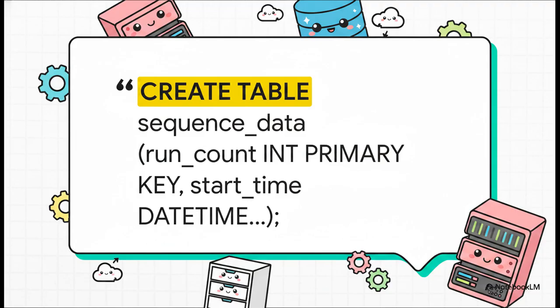To do this, we open Ignition's database query browser. Using a really simple create table command, we're making a dedicated place for our event data. We create columns for our run count as an integer, our username as text, and our start time as a datetime object. This structure is basically the rigid filing cabinet where our specific event records will live. Take a second to just absorb that syntax.